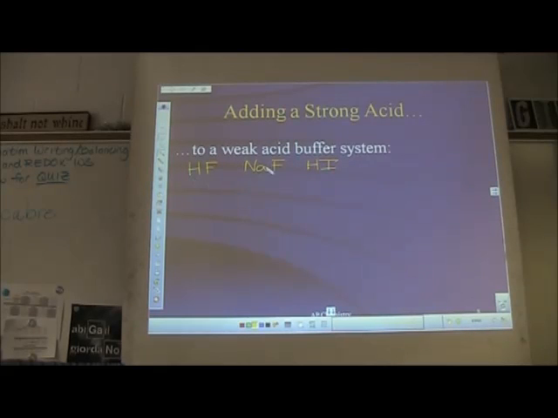So I've got a buffer system and I'm pouring a strong acid into it. Well, first things first. This is not a list of my major species. So we need to come up with that list. What's always present? H2O.